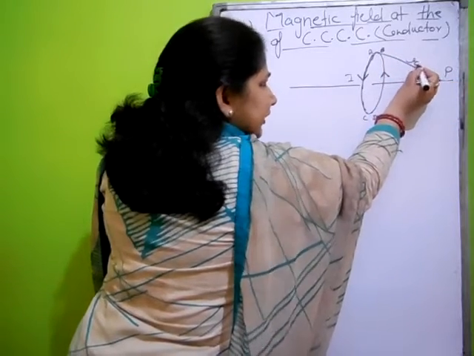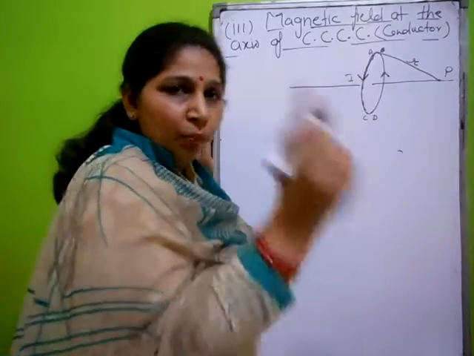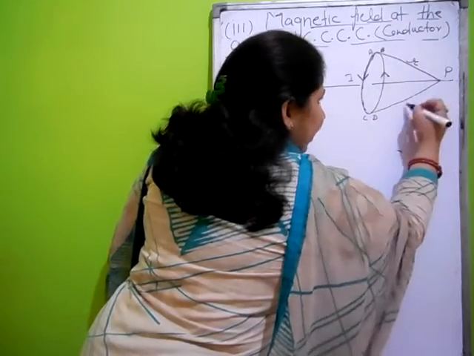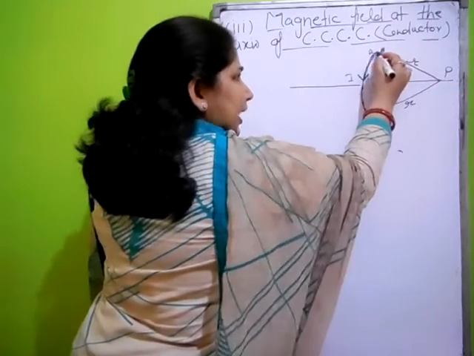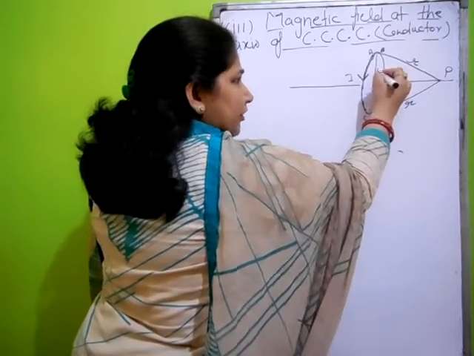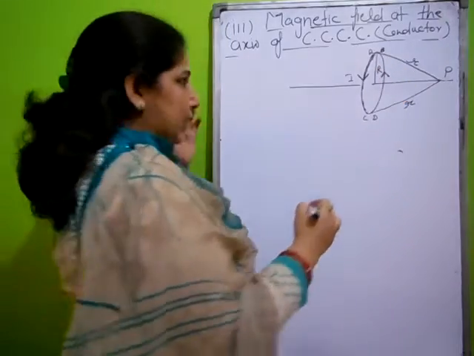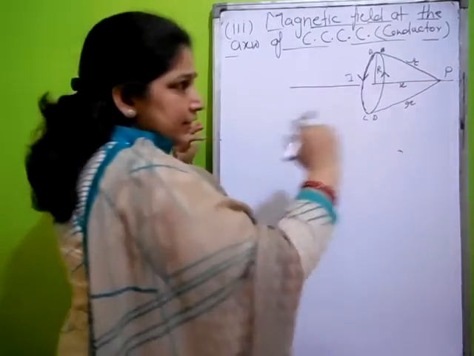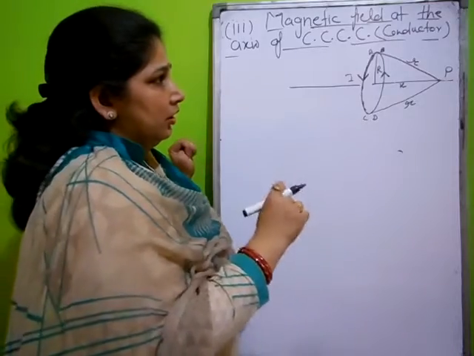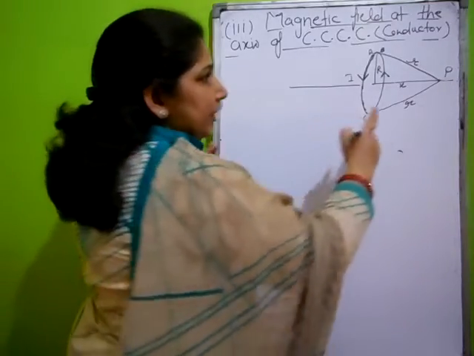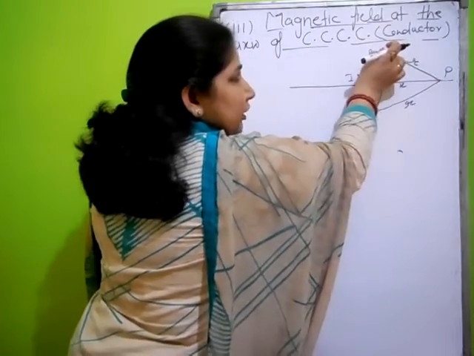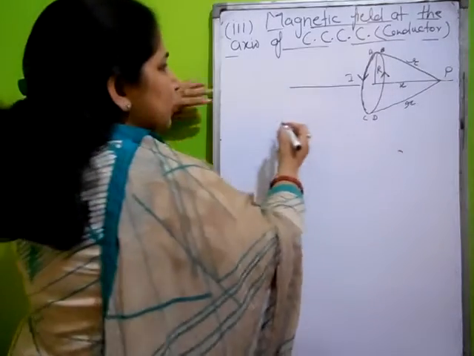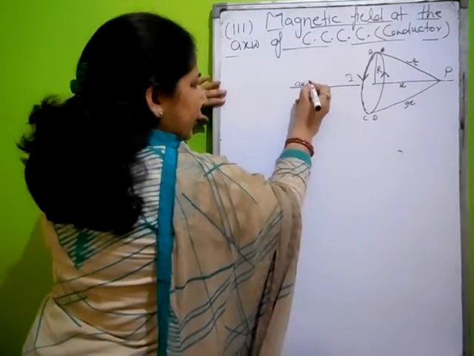We will always consider the distance from the source to the point as small r. Suppose we have to find the field at distance r. This is the radius of the coil, and the distance on the axis of the current carrying coil we can say is x. Now we will consider the magnetic field at this point due to this current element and due to this other current element.